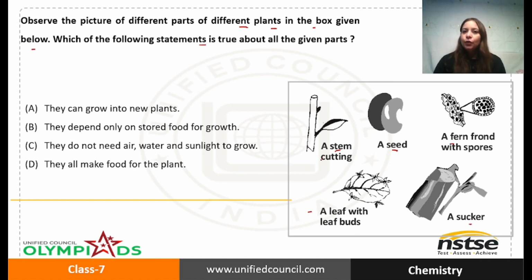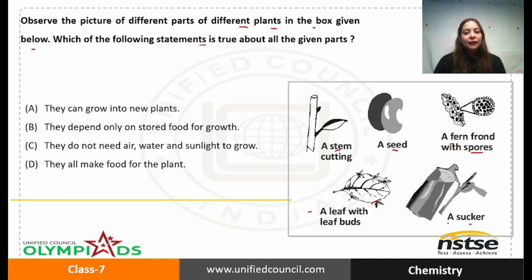A stem cutting. You all know stem is a part of the plant which grows towards the sun, right? And it holds the branches on it. And if I talk about seed, you know that seed is a reproductive unit of the plant. A fern frond with spores. You know that spores again can give rise to a new plant when they get favorable conditions. A leaf with leaf buds, again leaf buds can also form a new plant, because when a leaf bud detaches from the parent plant, it falls down, and under favorable conditions it can form a new plant, because it can develop root and shoot also.